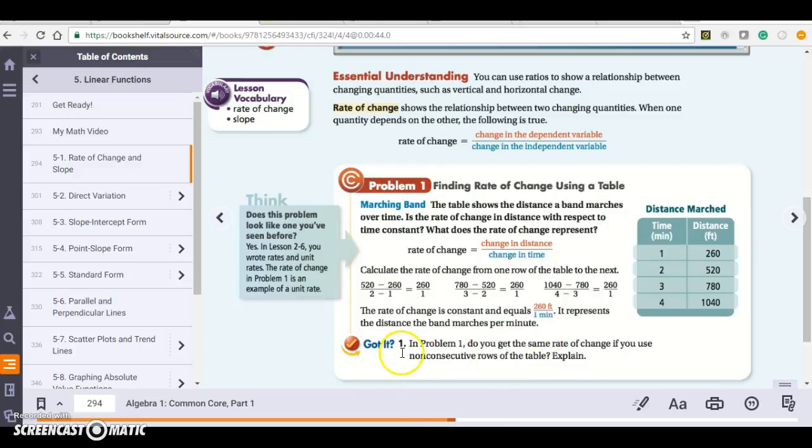Alright, so let's look at the guided. It says, do you get the same rate of change if you use non-consecutive rows of the table? Well, non-consecutive means that they're not beside each other. So if I choose, let's say, 1040 and 520. Let's check it out and see. So rate of change.